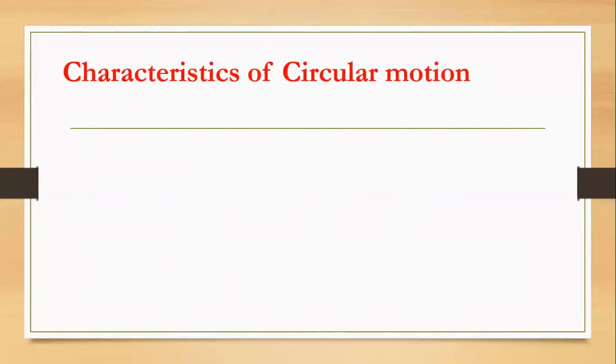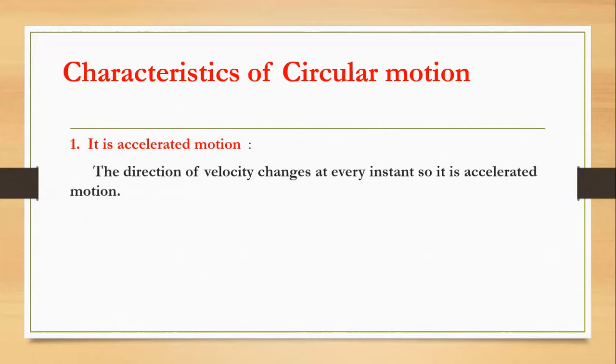Now let me learn some characteristics of circular motion. The first characteristic is that it is accelerated motion. So why it is accelerated motion, that we have to learn. Now you remember one thing here, the direction of the velocity changes at every instant, so it is accelerated motion. Now let me consider one example here. Suppose a particle is following a circular motion. Now I divide this circular motion into four parts. The motion A to B, B to C, C to D.